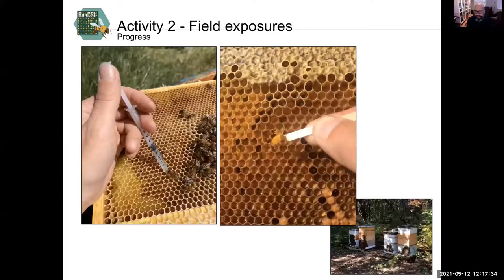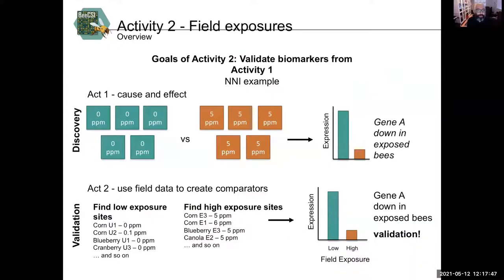These colonies are sampled fairly regularly. This is an example of us collecting nectar for pesticide analysis from the comb, as well as sampling the pollen collected by honeybees in the actual colony.